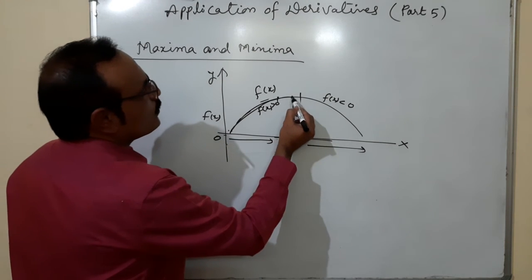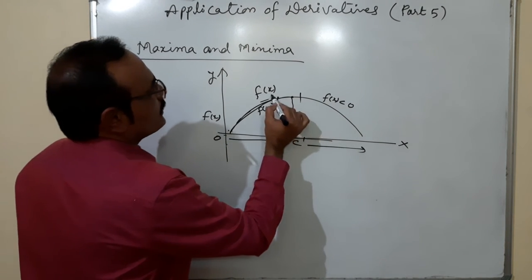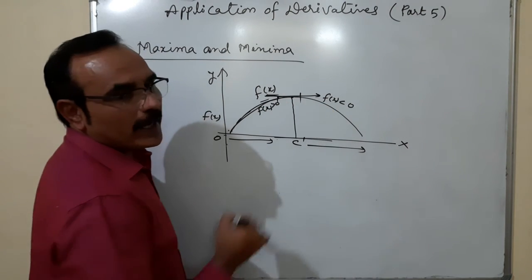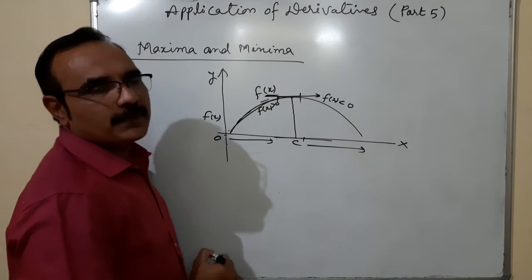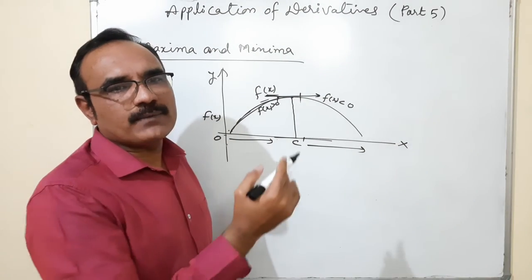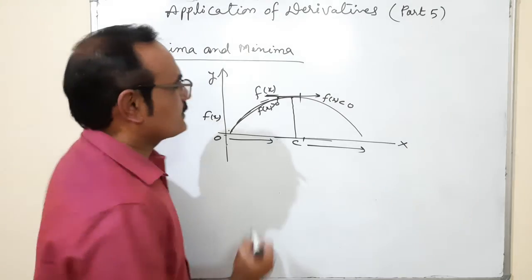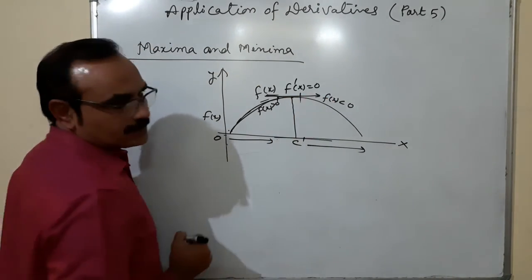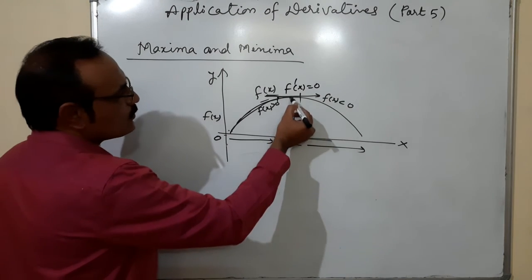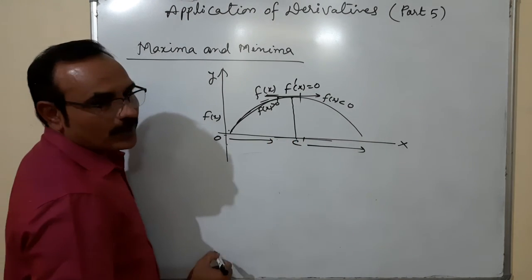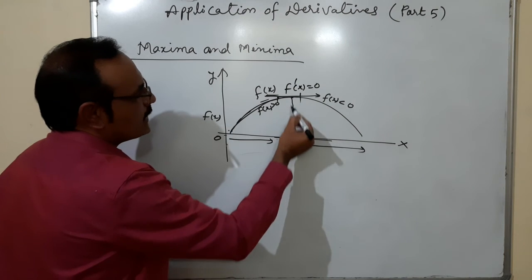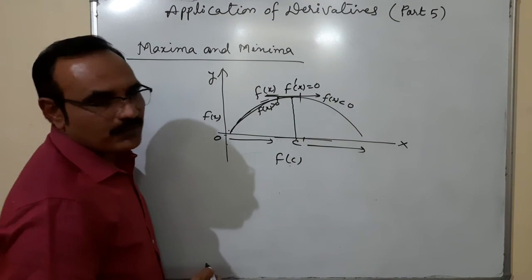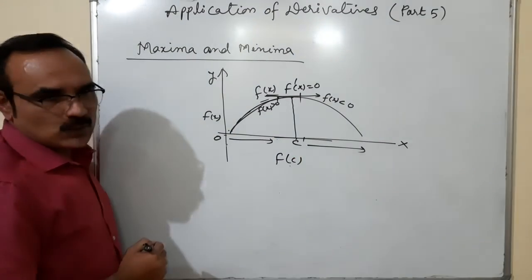If we draw a tangent through this point, the tangent will be parallel to the x-axis. Tangent means slope, and slope we can find by dy by dx, that means f dash x. So at this point f dash x is equal to 0, and this point is called a critical point. At this point, f of c is the maximum value. So that is one situation.